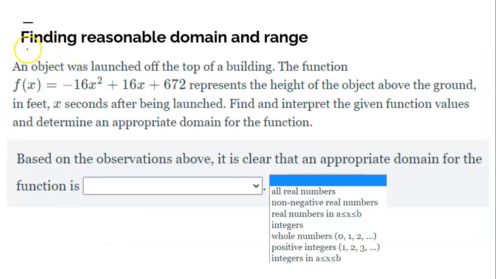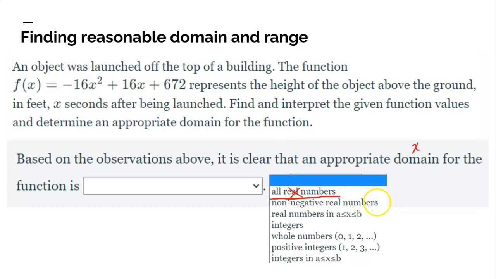So based on what we just did, let's now try to select a reasonable domain and range. So when you are asked to choose an appropriate domain, it's going to give you a drop-down menu here. So the first thing it asks us is, could it be all real numbers? No, we already said that there are some things that, remember, domain is our x, that are not appropriate for x. We cannot go backwards in time, so we don't want negative numbers there.